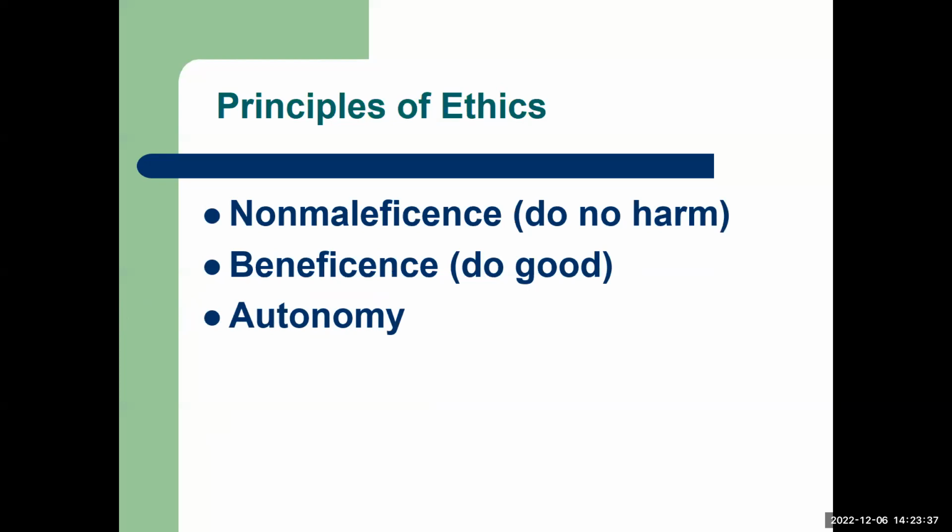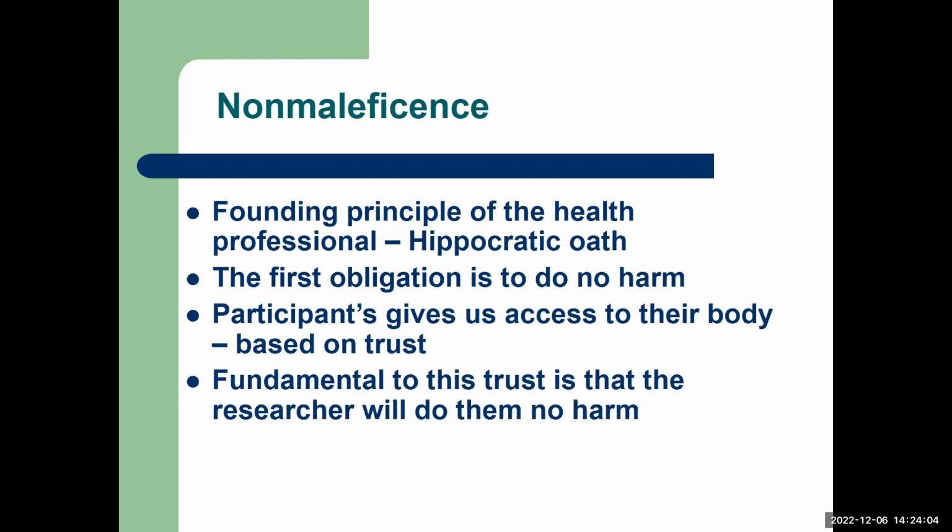So there are 4 key principles that are in many, if not all, the codes of ethics that you will see. And it's basically non-maleficence, which means do no harm, beneficence, do good, autonomy, and justice. And we will talk about each of these now a little bit further.